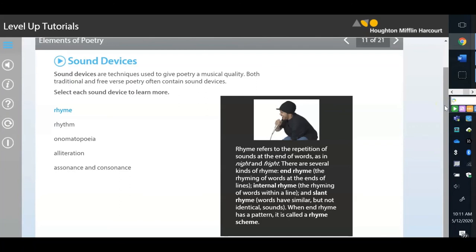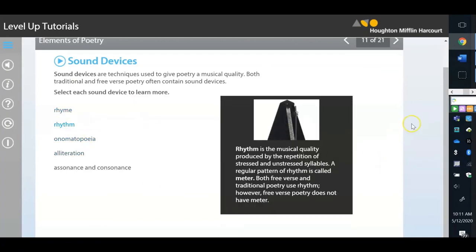End rhyme, the rhyming of words at the ends of lines. Internal rhyme, the rhyming of words within a line. And slant rhyme. Words have similar but not identical sounds. When end rhyme has a pattern, it is called a rhyme scheme. Rhythm is the musical quality produced by the repetition of stressed and unstressed syllables. A regular pattern of rhythm is called meter. Both free verse and traditional poetry use rhythm. However, free verse poetry does not have meter.